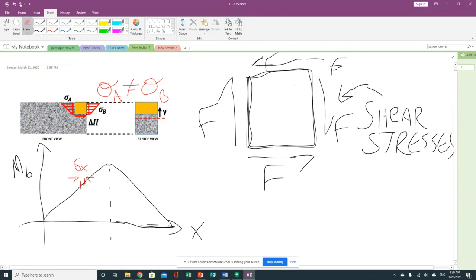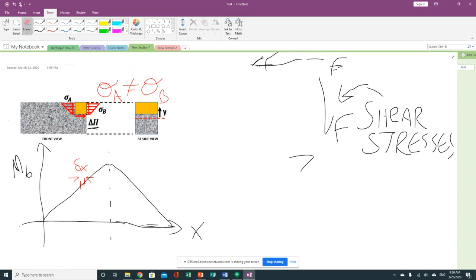So as a result, this delta H is not just the force on one face, because all the shear forces have to be the same, because all the shear stresses have to be the same. It actually can be equated to our shear force. All right.